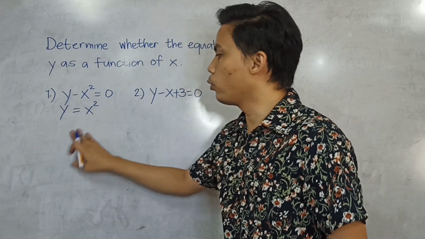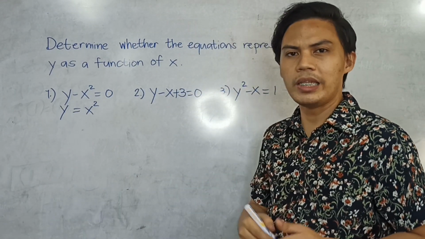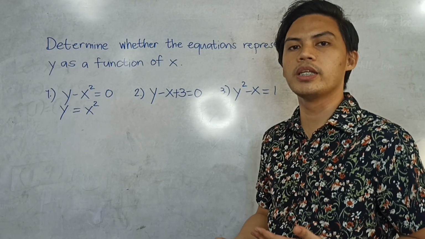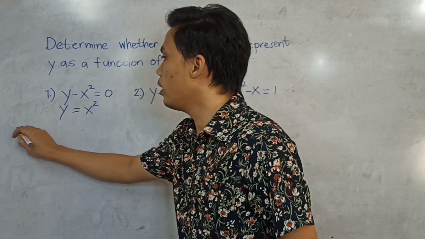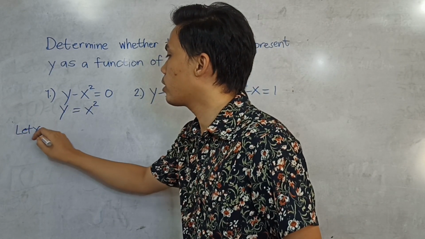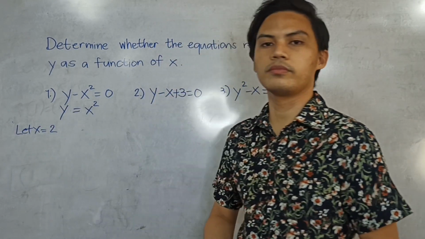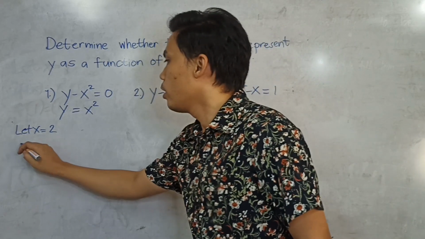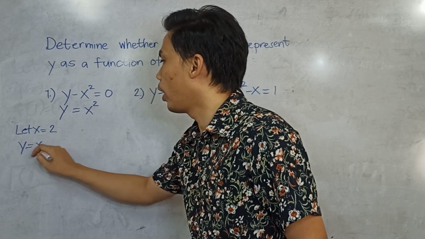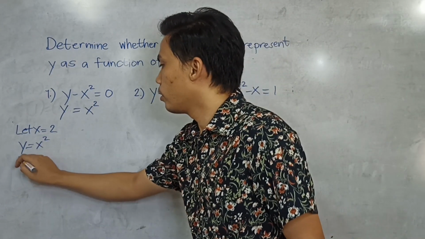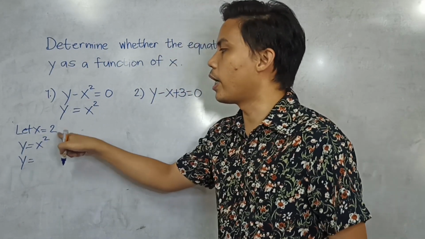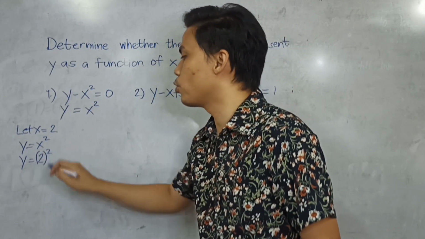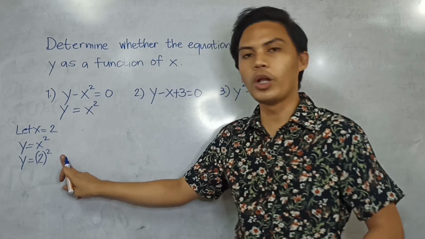Now, we are going to substitute any input or value of x. Tapos titignan natin kung ano yung magiging resulta natin sa y. Let us say x is equal to 2. Okay, what would be the value of our output or the value of y? So y is equal to x squared. This time, yung x papalitan natin ng 2. So, ilalagay natin sa parentheses, that is 2 squared. 2 squared is equal to 4.